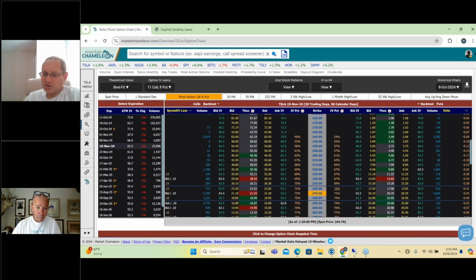Okay, the put, the same thing. The 245 put is the most active in this expiration. So the call and the put are both on the 245 strike, most active. Here, if we look at the put, there's also an implied volatility lean, and that's on the bid side too. So both of those so far look like there is an implied volatility lean coming from the bid side.